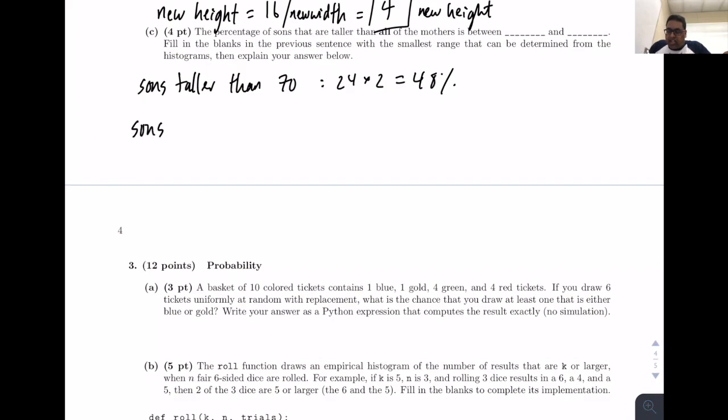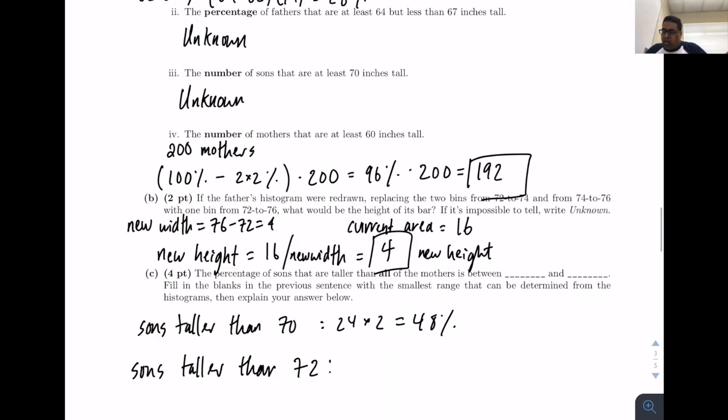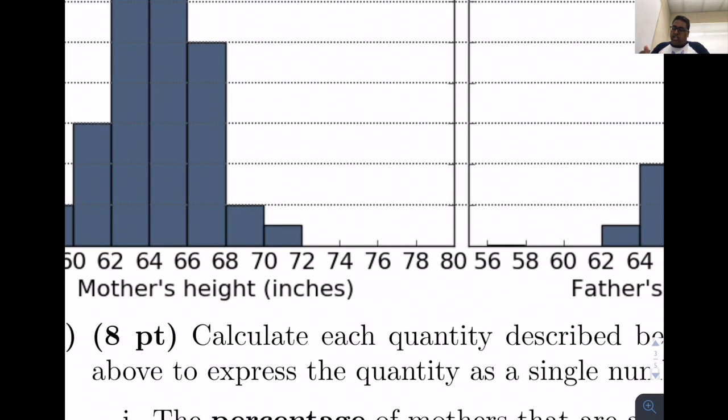And now we want the sons that are just taller than 72 inches. That will just lead us to exclude this bar over here. So we just want 8 plus 2 times 2, which would be 20%. So now 48% of all sons are taller than 70 inches, and 20% of all sons are taller than 72 inches. So the percentage of sons that are taller than all of the mothers must be between 20% and 48%, because, again, we know the tallest mother is contained somewhere in here.